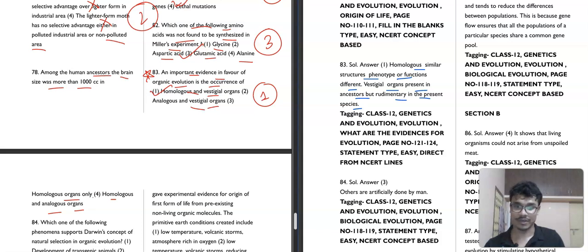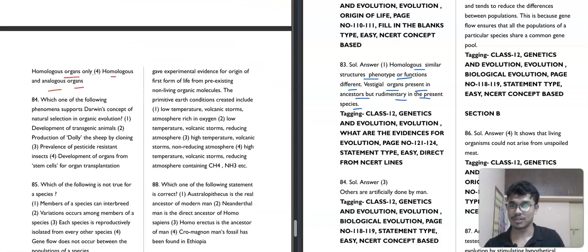Then question number 84. It is saying that which of the following phenomena supports Darwin's concept of natural selection in organic evolution? Development of transgenic animals? No. Production of Dolly the sheep by cloning? No. Prevalence of pesticide resistant insects? Absolutely correct. These others are artificially done by man, but this is natural selection. Development of organs from stem cells is also artificial selection. Natural selection is the third one. Then question number 85.